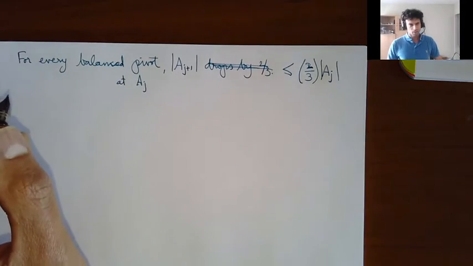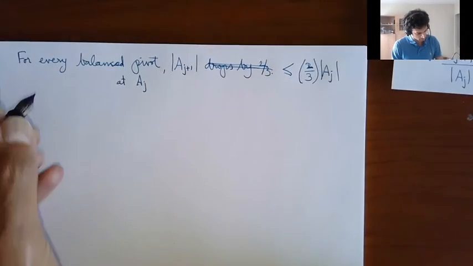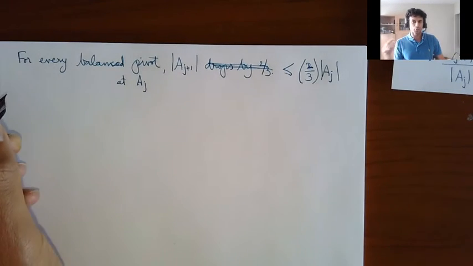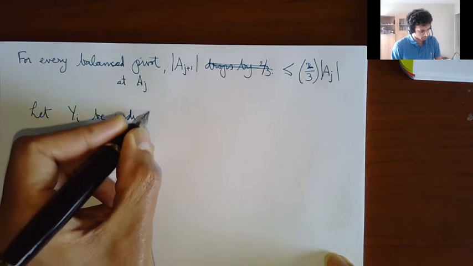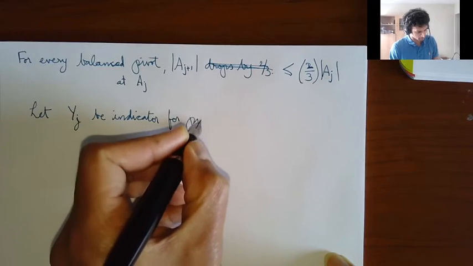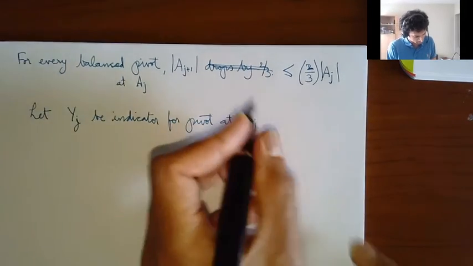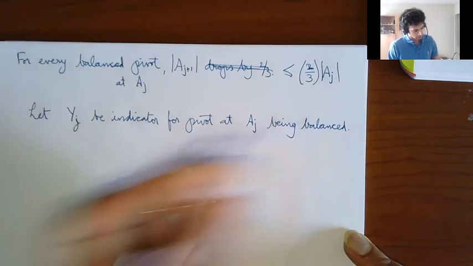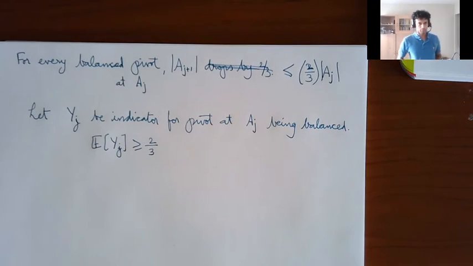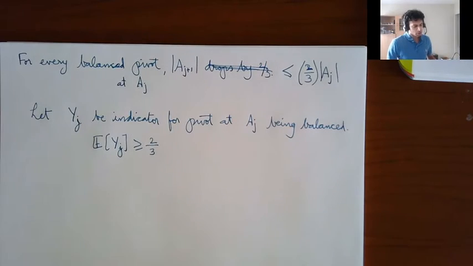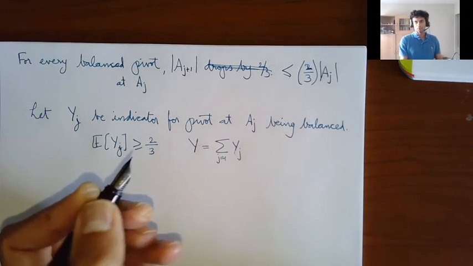Now remember, in this analysis I'm being very loose with the constants, as I keep saying over and over again. Okay, so now let me write out the indicators that I'm going to be using. Let y_j be the indicator for the pivot at A_j being balanced, and we just argued that the expectation of y_j is at least 1/3. And let y be the summation of y_j, j going from 1 to D.